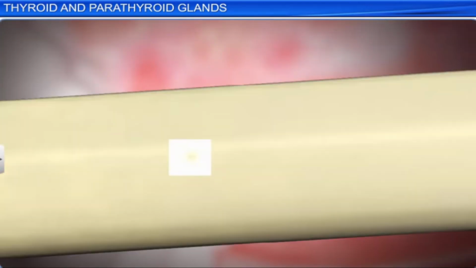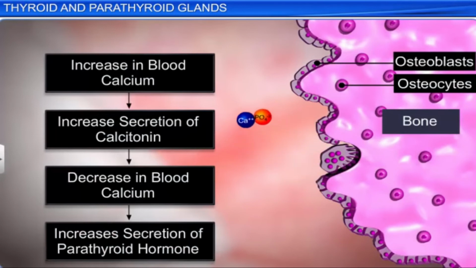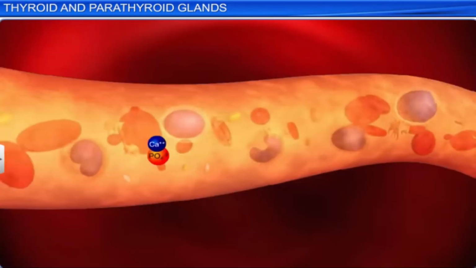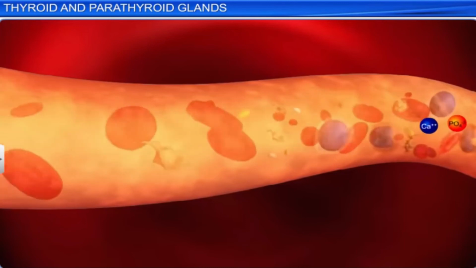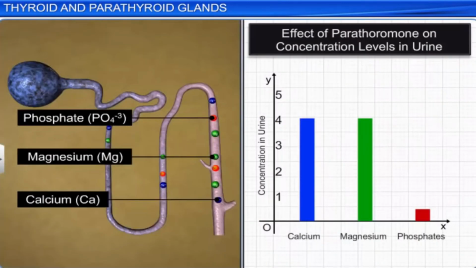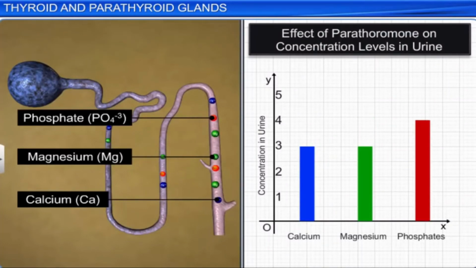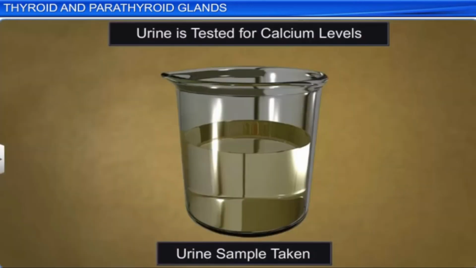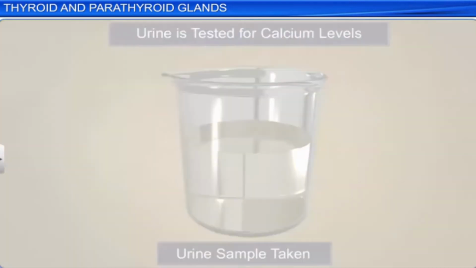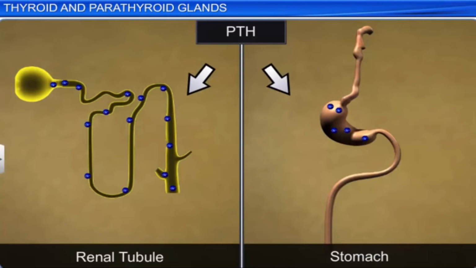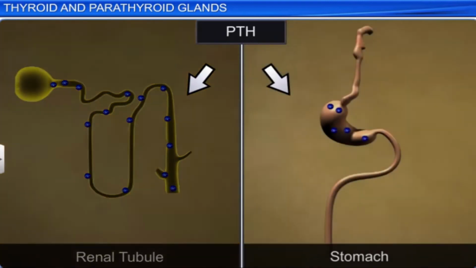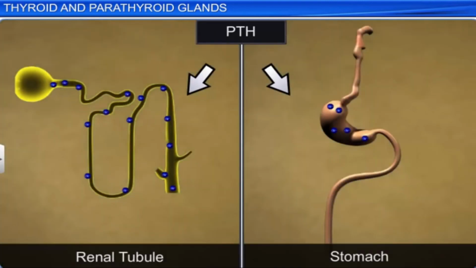This results in elevated bone resorption, which releases ionic calcium and phosphates into the blood. Parathyroid hormone also slows the loss of calcium and magnesium and increases the loss of phosphates in urine. It retards bone dissolution and stimulates the excretion of calcium in the urine. Moreover, it stimulates the reabsorption of calcium by the renal tubules and increases calcium absorption from digested food.